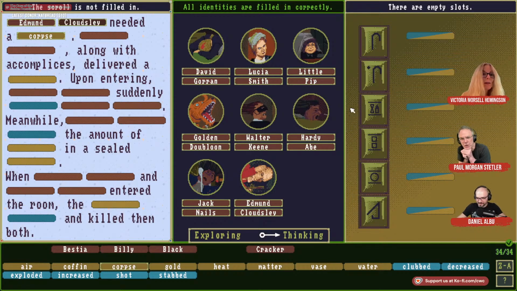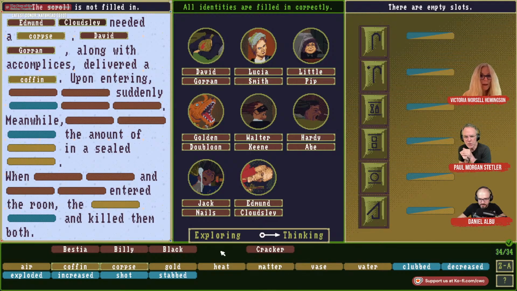Blank needed a corpse. Blank. What do you mean a corpse blank along with accomplices? Oh, David Gorham. Corpse. Along with David Gorham, along with accomplices, delivered a scarecrow. I don't know. David Warren, along with accomplices, delivered a corpse? Would be corpse twice, right? Delivered a coffin, maybe. A coffin. Upon entering, blank, blank, suddenly.